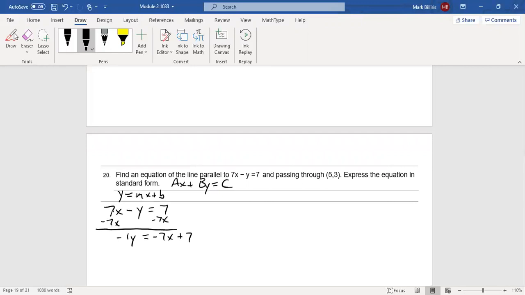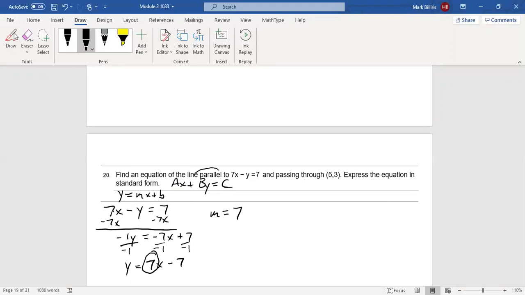I'm solving for y, so I'm going to divide both sides by negative 1. So this will give me y equals negative over negative is a positive. So that gives me a positive 7x, and positive 7 divided by negative 1 is negative 7. So remember, step number 1 is to find the slope. The slope is the value in front of the x. So the slope of this line is 7.